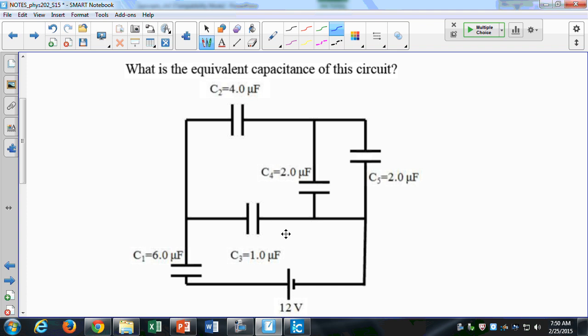The way you want to do this is we generally go from the positive side of our battery, and we'll travel in this direction. And then as we go along, we'll look for breaks in the circuit, like right here. And then we'll look at points that go back to the battery. So let's just start redrawing this. I'm going to draw the battery.